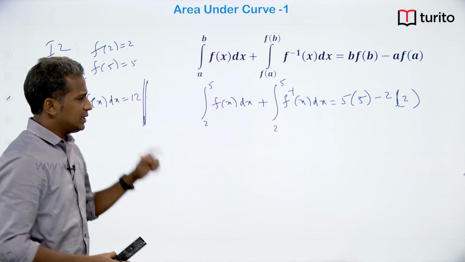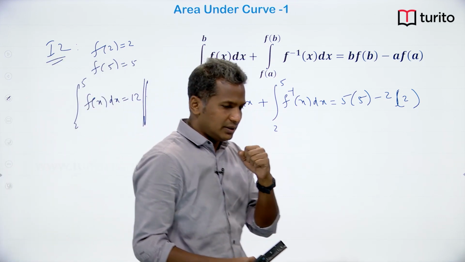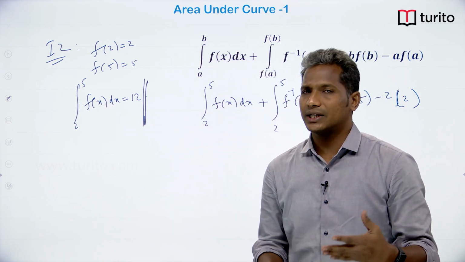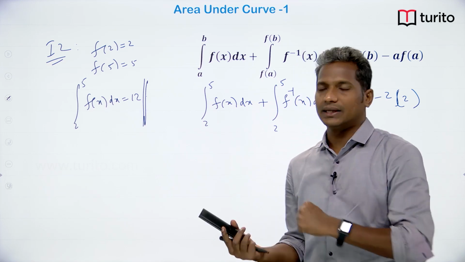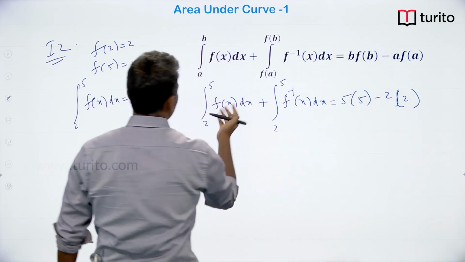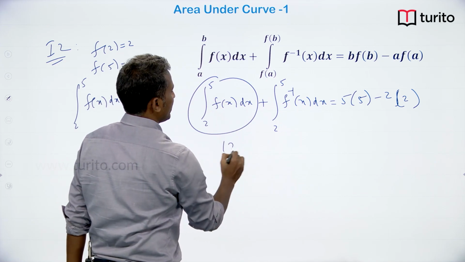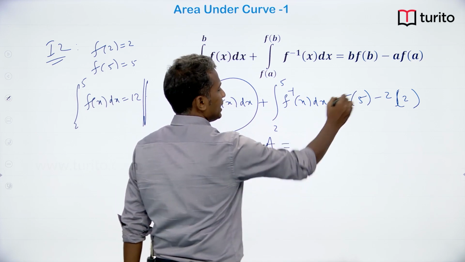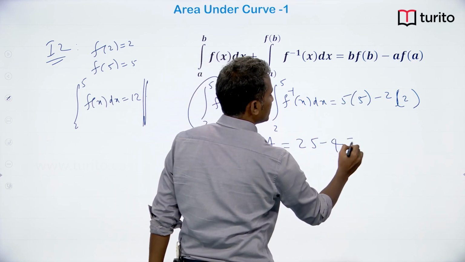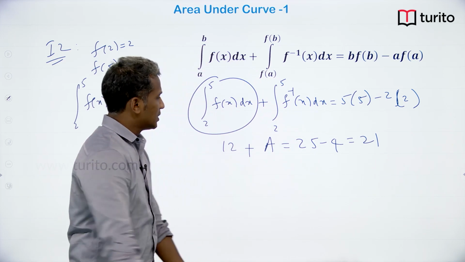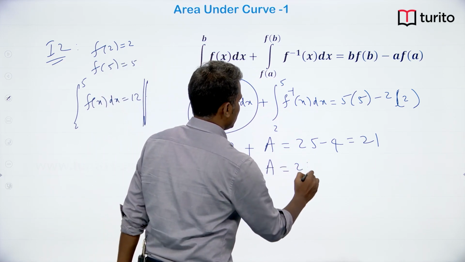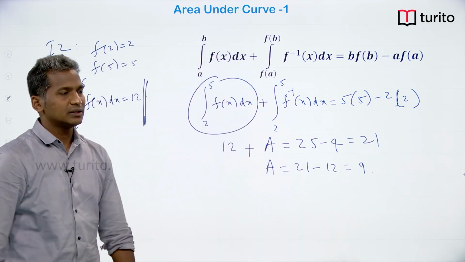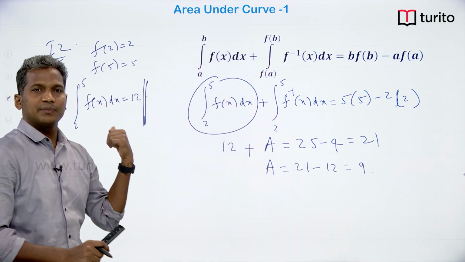Okay. But here I did not check if the function is lying below x axis or not. I did not check. I will answer that little later. So I will put 12 here. For this value I will put 12 plus this is the area that I am interested in, and here it is 25 minus 4, which is 21. So to get the area, I can do it as 21 minus 12, which is going to be 9. So 9 should be the answer. This is the method. Now I will come to the explanation.